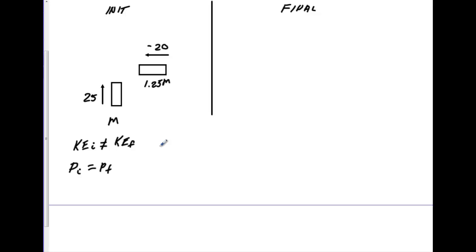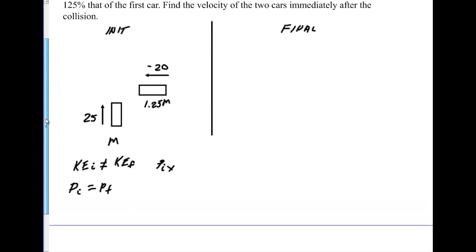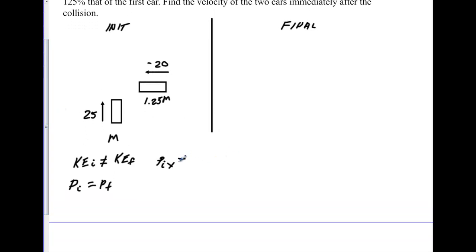So we'll look at the P initial in the x direction first. In the x direction, I'm going to get the mass of this car, because this is the only car that's going in the x direction. So it'd be 1.25 m times a negative 20. And that's going to give me my momentum of the car in the x direction. And when I run that calculation, I will get negative 25 m.